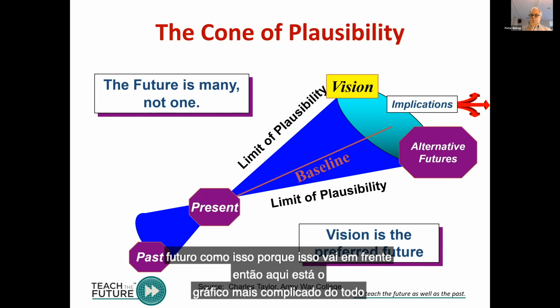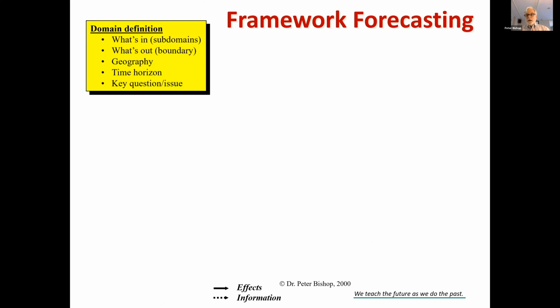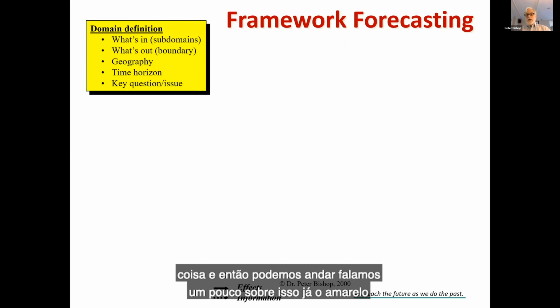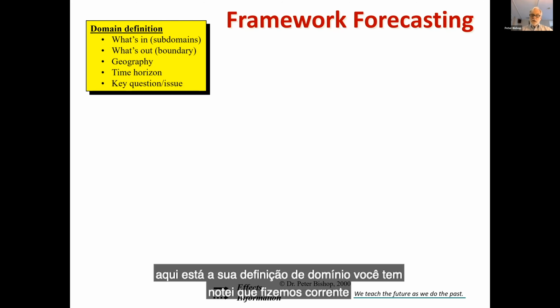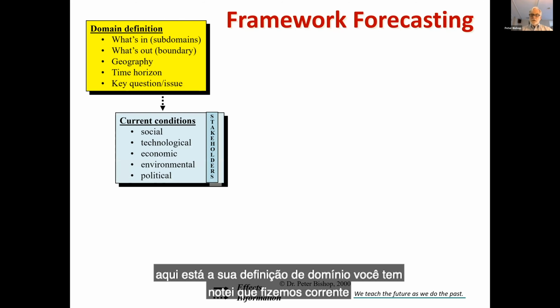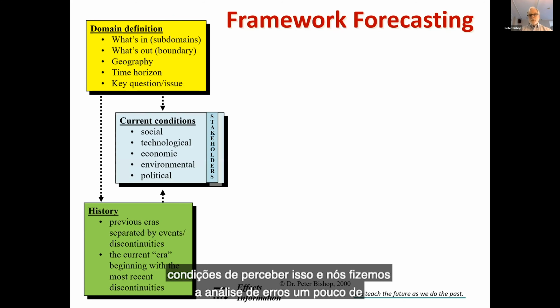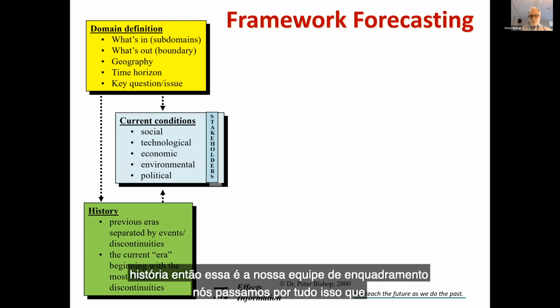So here is the most complicated chart of the whole thing. And then we can go on. We've talked a little bit about it already. The yellow here is your domain definition. You've noticed that. We've done current conditions, and we've done the era analysis, a little bit of history. So that's our framing step. We've been through all of that.